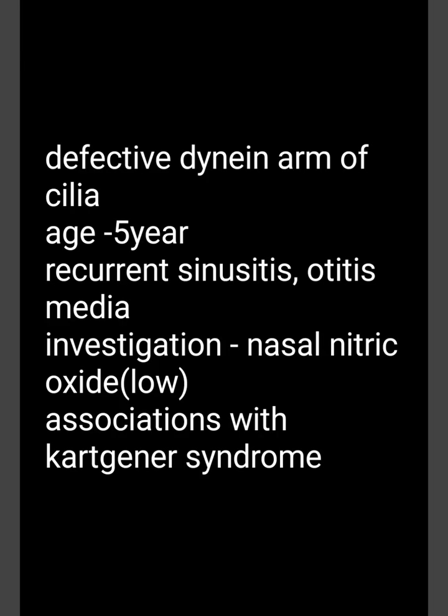Immobile cilia syndrome: pathology, age, investigation. Defective dynein arm of cilia. Age is about 5 years, with recurrent sinusitis and otitis media. Investigation: nasal nitric oxide is low.